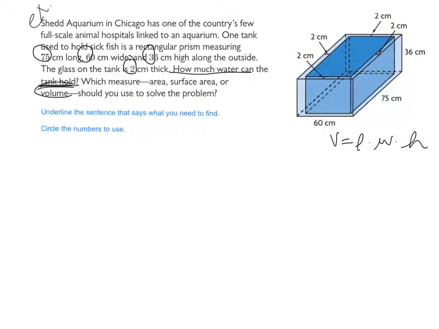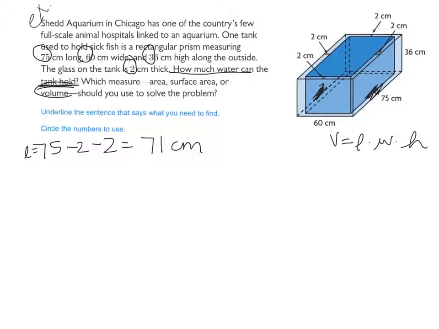So let's start with 75, because that's our length. Our length equals 75 centimeters, but right here, there's 2 centimeters. On the other side, there's a 2 centimeter gap. So I'm going to subtract 2 twice. If I take 75 minus 2 minus 2, it would give me 71 centimeters. The reason I'm subtracting 2 is for this gap on both sides of the tank.